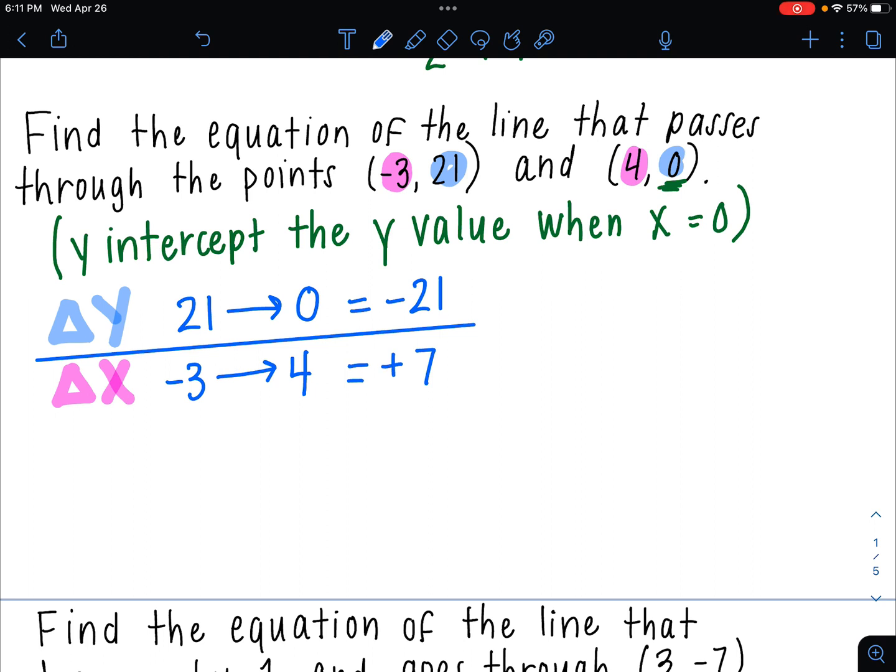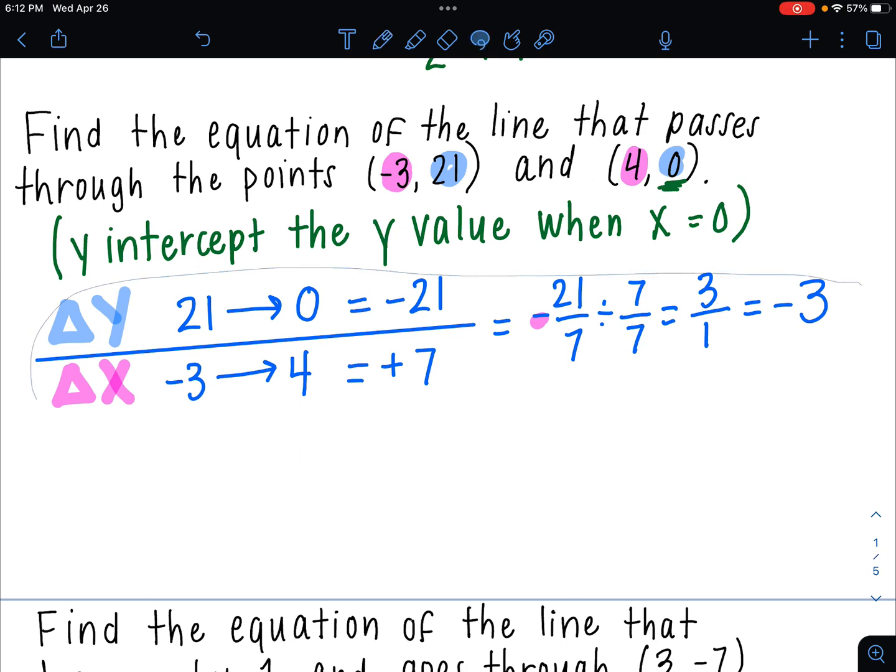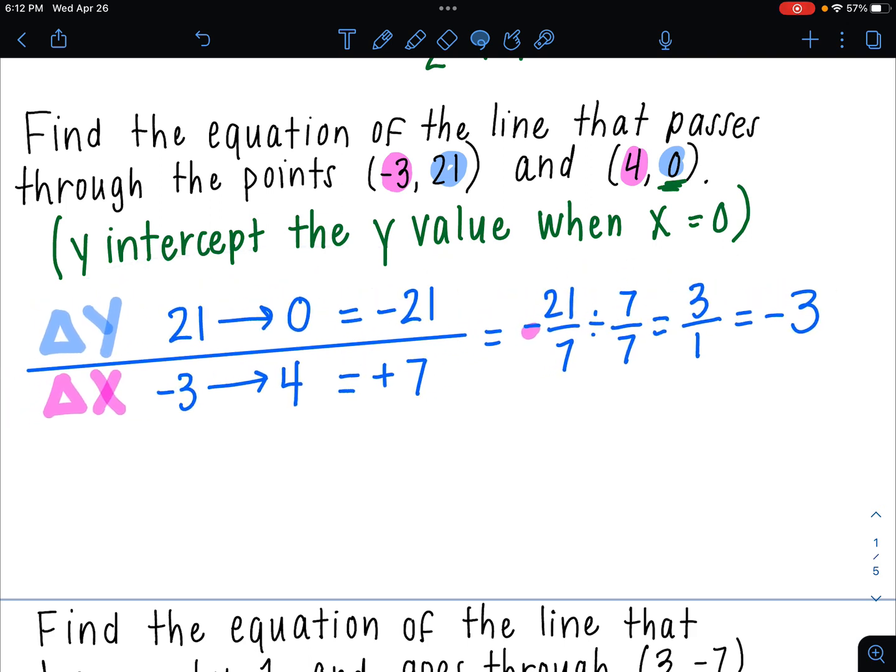So our slope is -21 over 7. Now, I can simplify that. I know that both of these numbers are divisible by 7. 21 divided by 7 is 3. 7 divided by 7 is 1. So my slope is actually -3. I don't want to forget that value right there. It is -3. So that is my slope. Now, let me make this a little bit smaller.